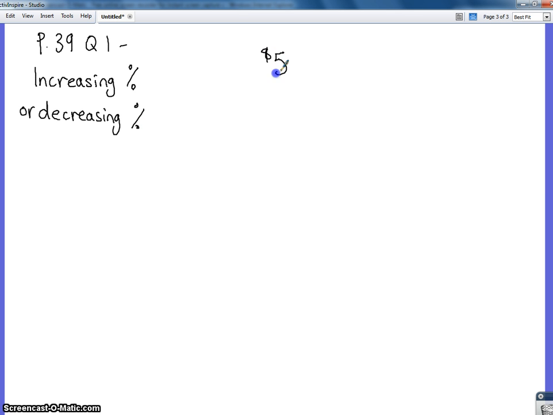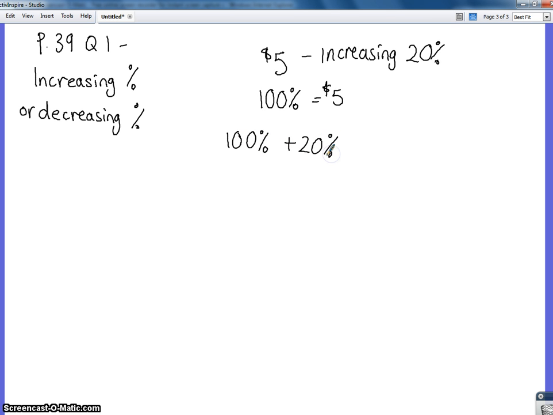If I had to purchase something for $5, alright, but they're going to increase the cost by 20%, okay? If I had to pay 100% of that $5, how much would I have to pay? $5. But we're increasing the cost of this product by 20%. So I've got to pay the 100%, plus I've got to pay another 20%.